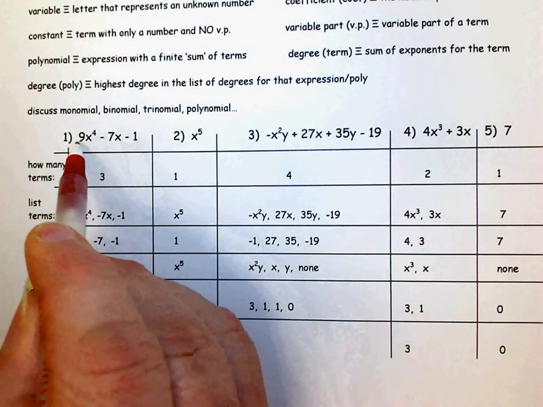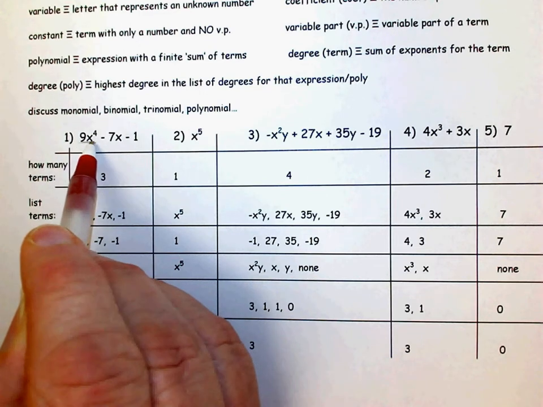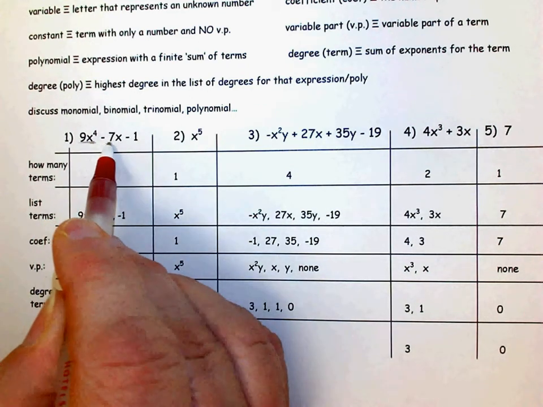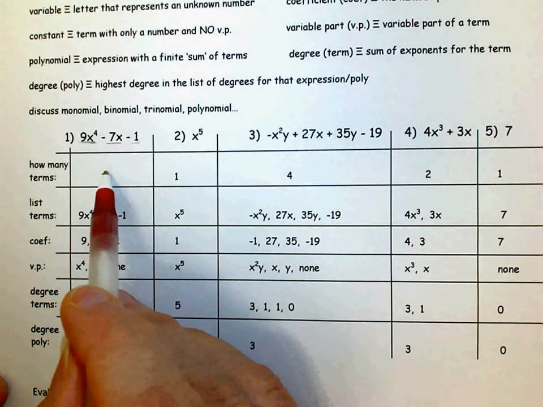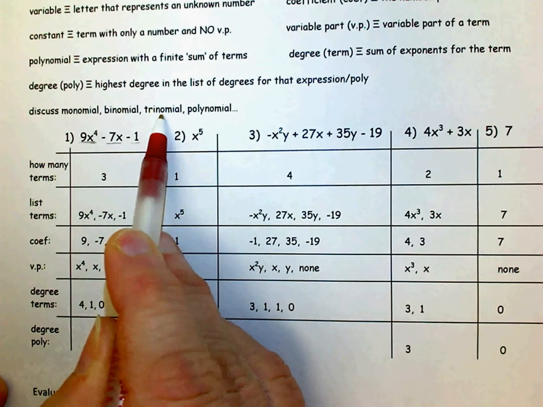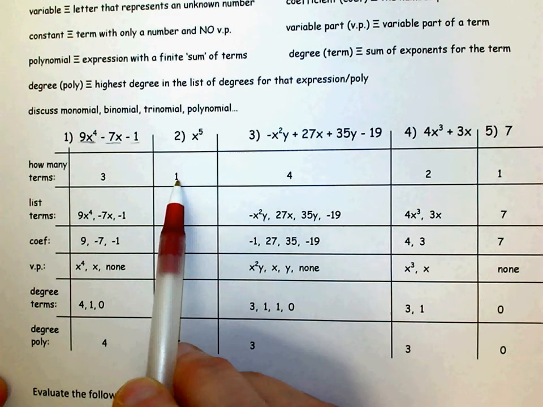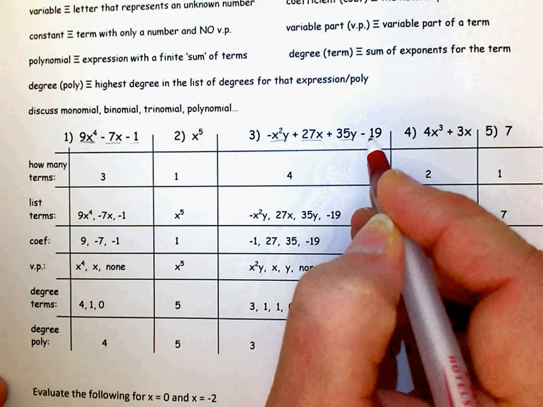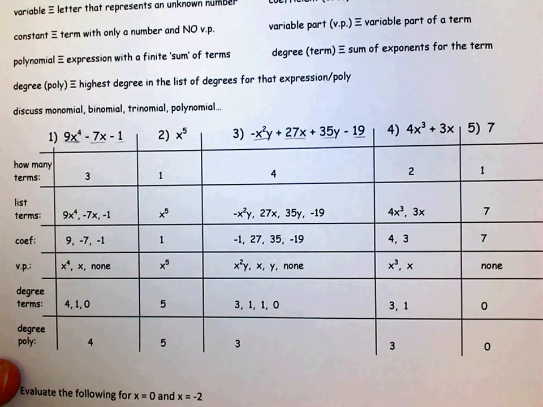Now, a term is a set of numbers, variables, and exponents until you get to a plus or a minus. So this has 1, 2, 3 terms. So 3 terms is a trinomial. Alright? This has only one term, so it's called a monomial. This has 1, 2, 3, 4 terms, so it would just be considered polynomial, or if polynomial isn't one of your options, you would say neither.